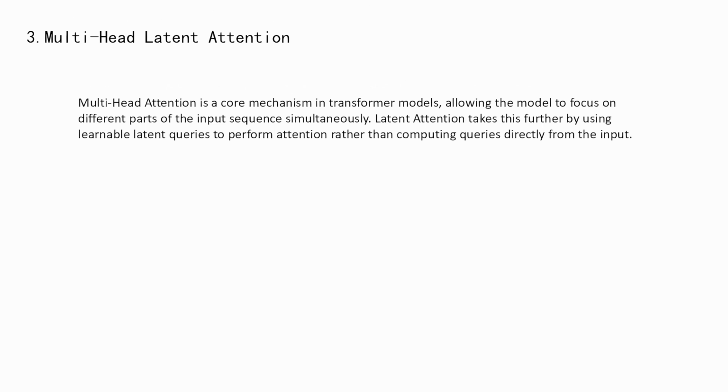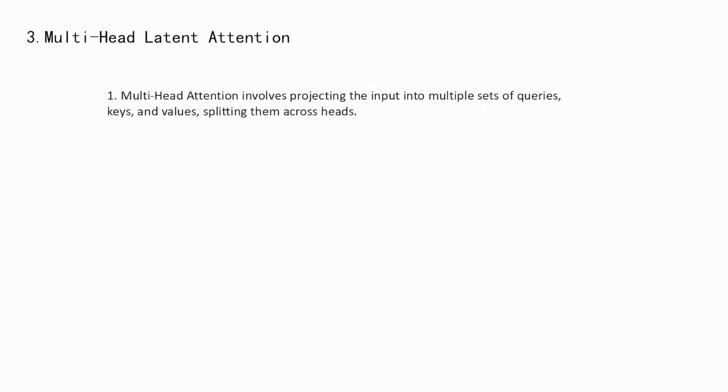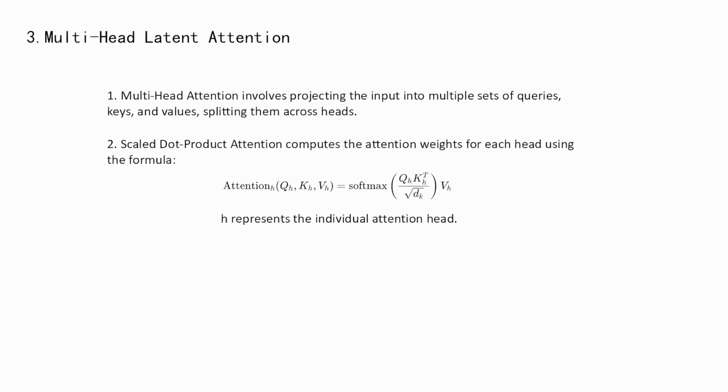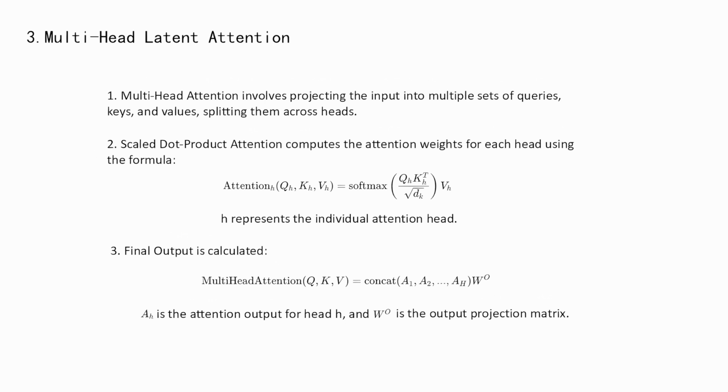Let's break down. 1. Multi-head attention involves projecting the input into multiple sets of queries, keys, and values, splitting them across heads. 2. Scaled dot product attention computes the attention weights for each head using the formula as follows, where H represents the individual attention head. 3. The final output is calculated, where AH is the attention output for head H, and WO is the output projection matrix.